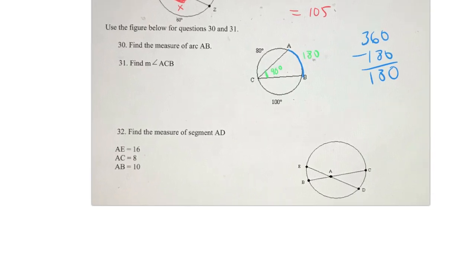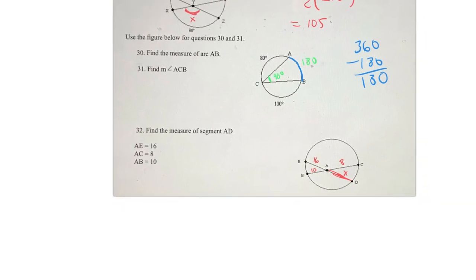Problem number 32. Find the measure of segment AD. So we want to find this thing. We know that AE happens to be 16. We know that AC happens to be 8. And we know that AB happens to be 10. Let's call this X here.